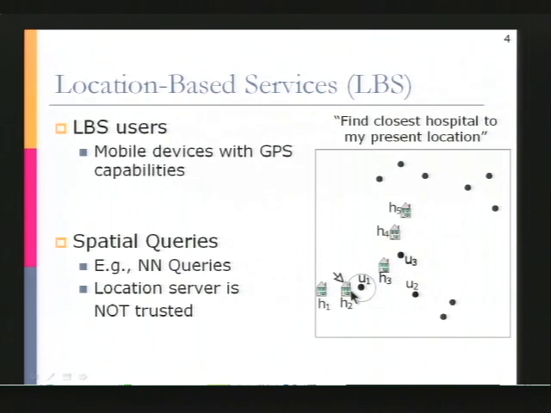This query can be answered in a public location server, for instance, Google Maps, which stores the points of interest. However, the location server is not trusted. And in addition to that, we may have some malicious attacker which intercepts the query from the user to the server, and the attacker can infer that U1, for instance, may suffer from a medical condition. And this is a violation of the user privacy. We want to prevent that.